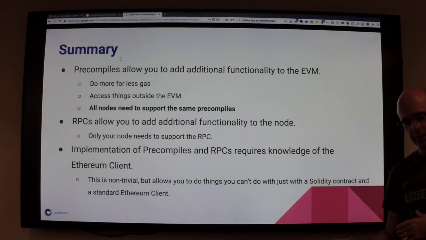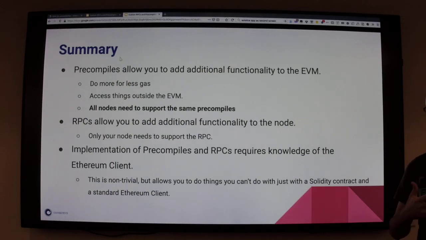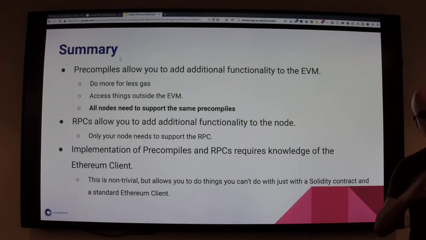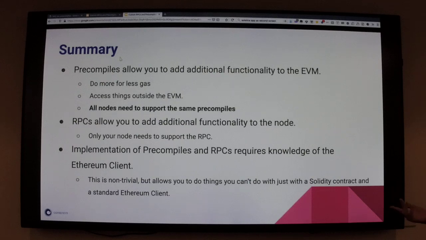Another thing that we can customize easily in Besu is adding our own RPCs, which allow you to add functionality particular to one single node. In this case, you don't need it for consensus. And for both implementing precompiles or RPCs, you require knowledge of the Ethereum client and its architecture. This can be non-trivial, but it would allow you to do things that you can't do in any other way, either from Solidity or in general with a standard Ethereum client.